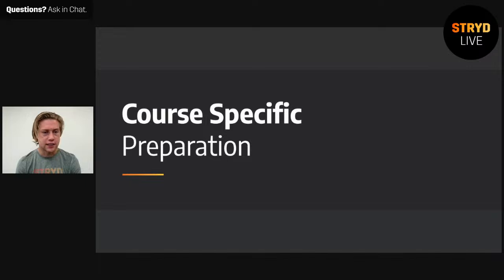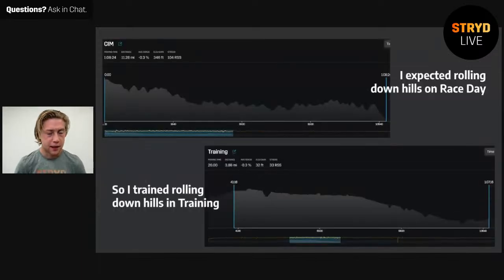Moving on to a few key points here on course specific preparation that move beyond the chart. CIM is well known for having rolling downhills, and I trained rolling downhills in training. That's the beauty of power, in that you can basically simulate race conditions in training. When we're applying that power value, it's accounting for those differences in terrain, wind, and other numerous factors that can cause changes in your efforts. Since I knew I'd be running on rolling downhills, I trained rolling downhills in training, and that helped me prepare with specificity.